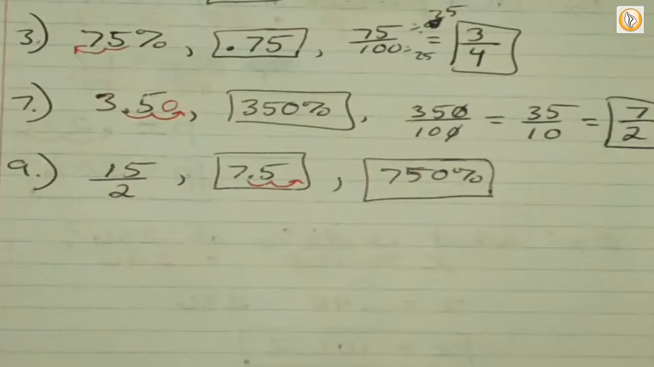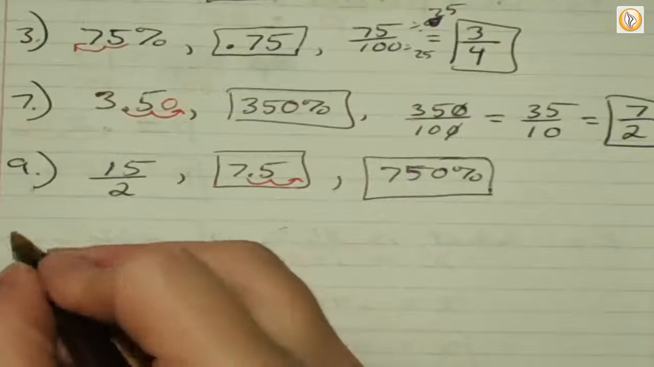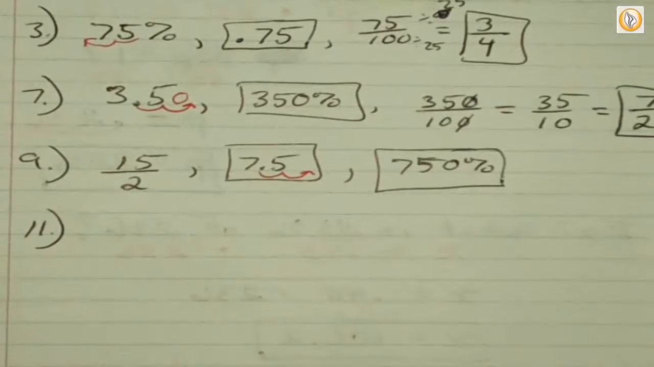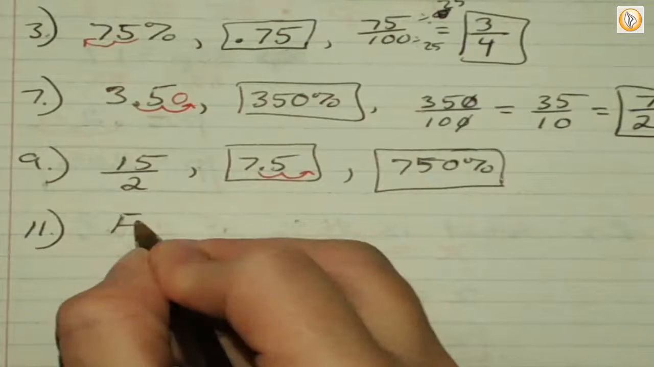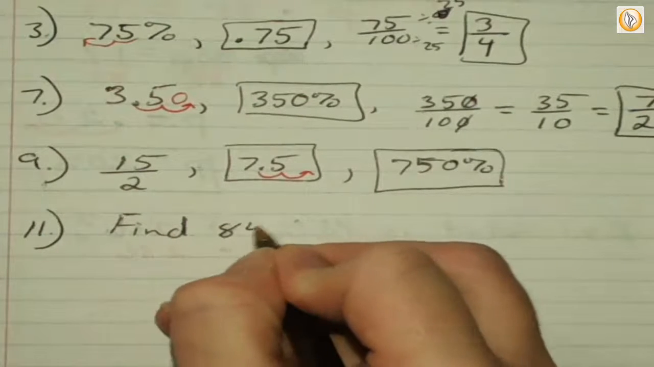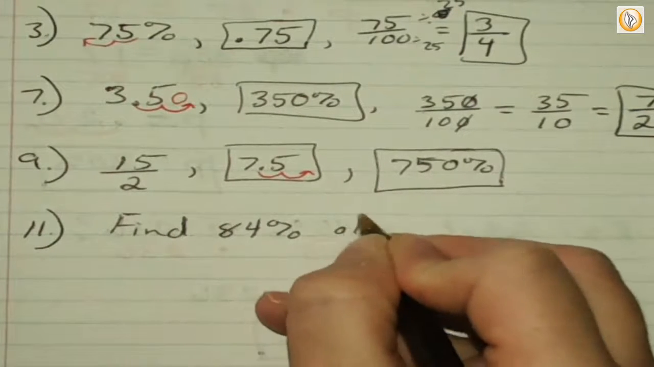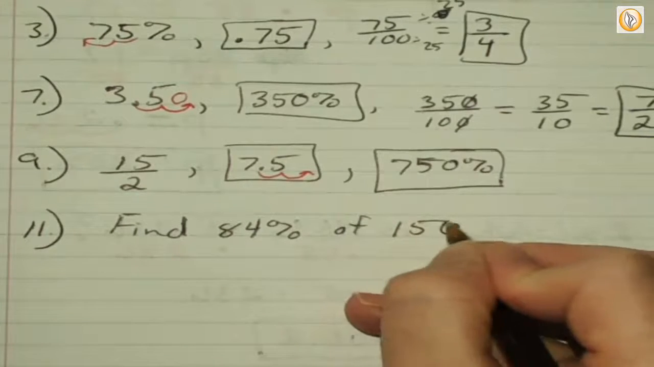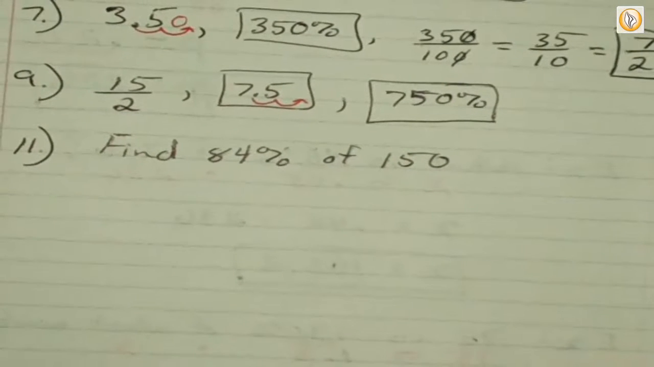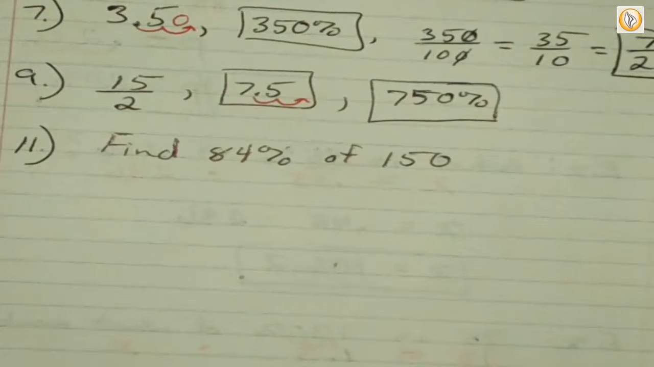Any questions so far? All right. 11. Write the appropriate percent equations and solve, round decimals to the nearest hundredth and percents to the nearest whole number. 11 says find 84% of 150. Cecilia, tell me how to do it.